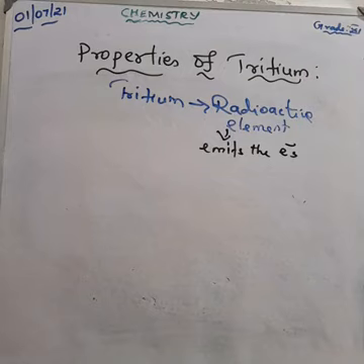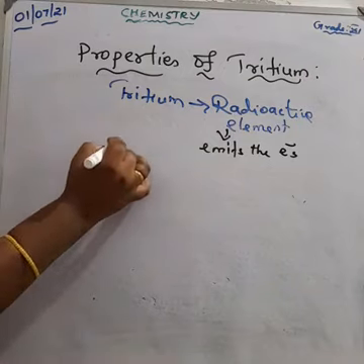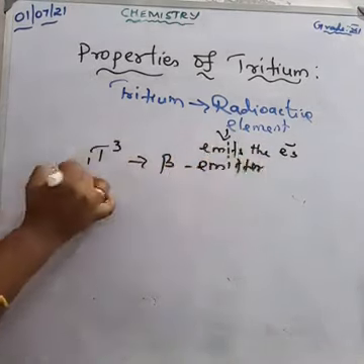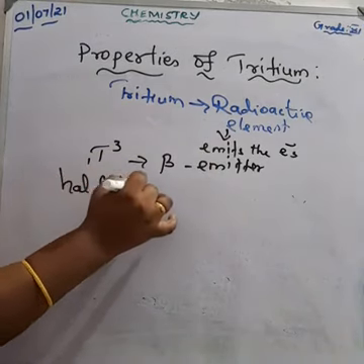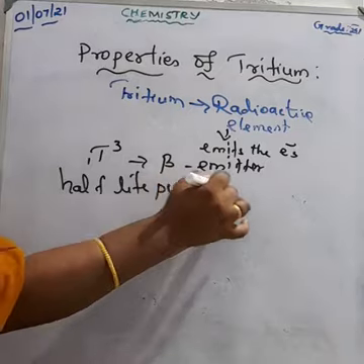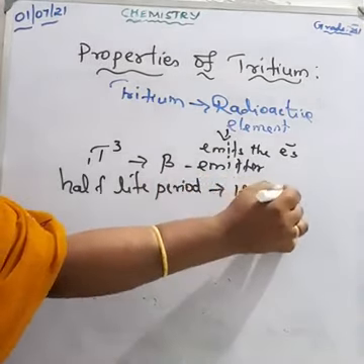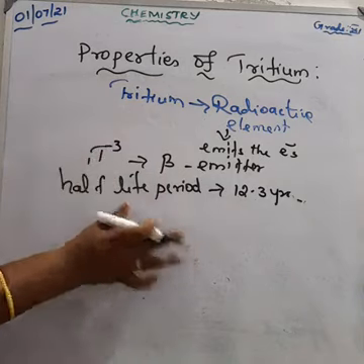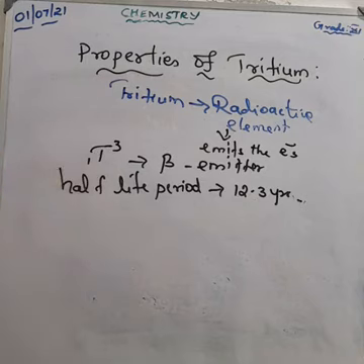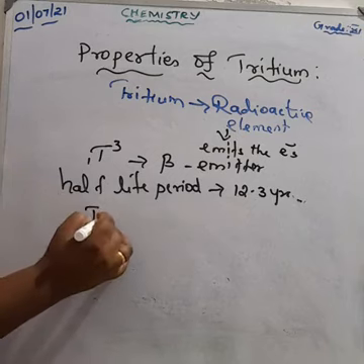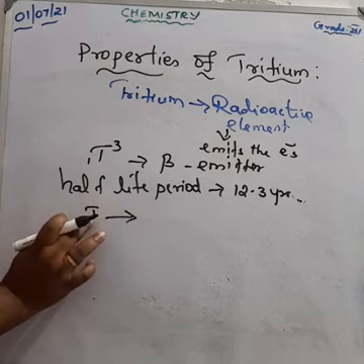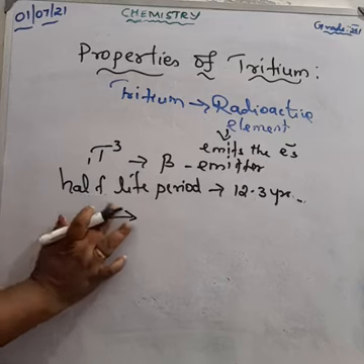Here, tritium is a beta emitter, and the half-life period of tritium is 12.3 years. What do you mean by half-life period? Half-life period means the amount of time it takes to disintegrate or decay by half of its initial amount. That is called the half-life period.